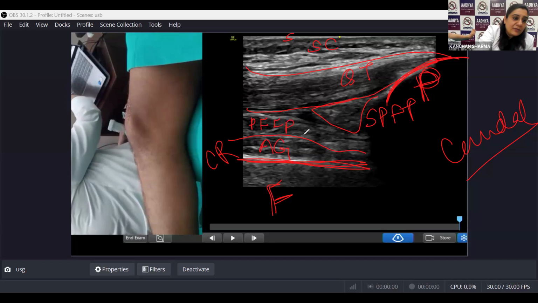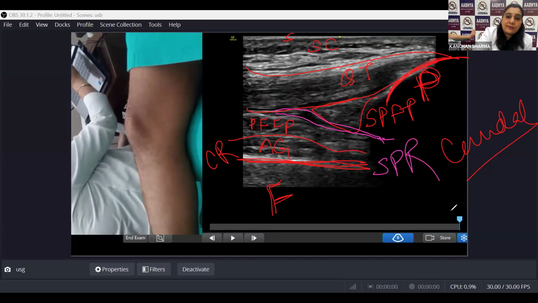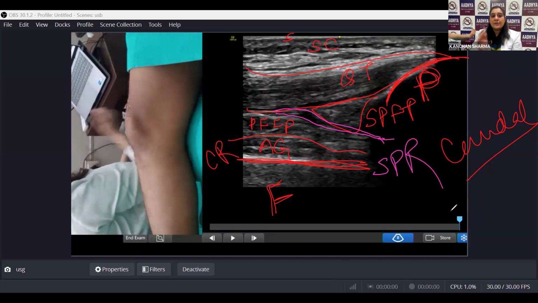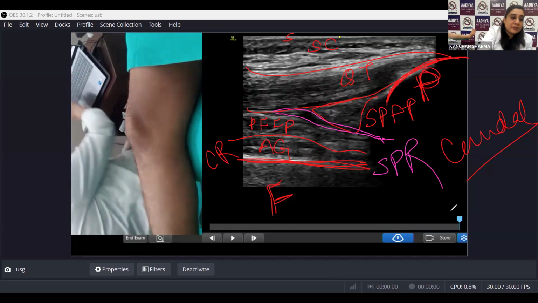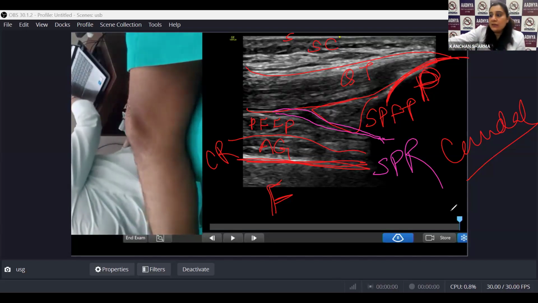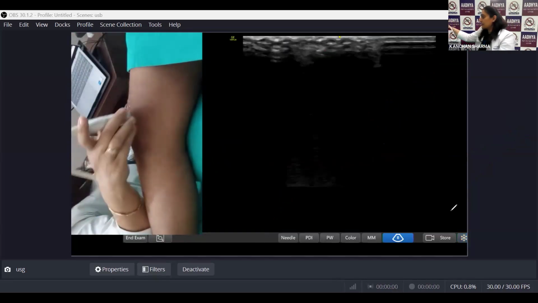Now the black thing which you are seeing here, like this, is your suprapatellar recess. Okay. So this is the sagittal section. You will be seeing all the structures which we have learned. So once you have seen the sagittal section, we will be looking at the axial section now.